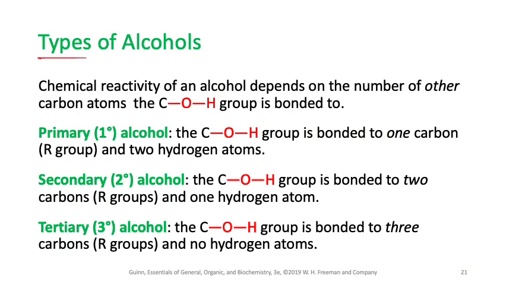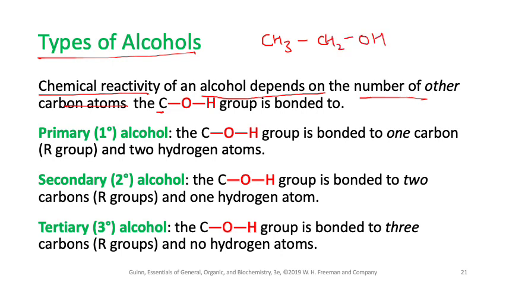Now let's talk about the types of alcohol. The chemical reactivity or chemical property of an alcohol also depends on the number of other carbon atoms attached to the carbon atom that has an OH group. For example, if you have CH3, CH2, and this is OH, you have this alcoholic group attached to this carbon, and we're going to see how many carbons are attached to this carbon. This carbon is attached to just one carbon, right?